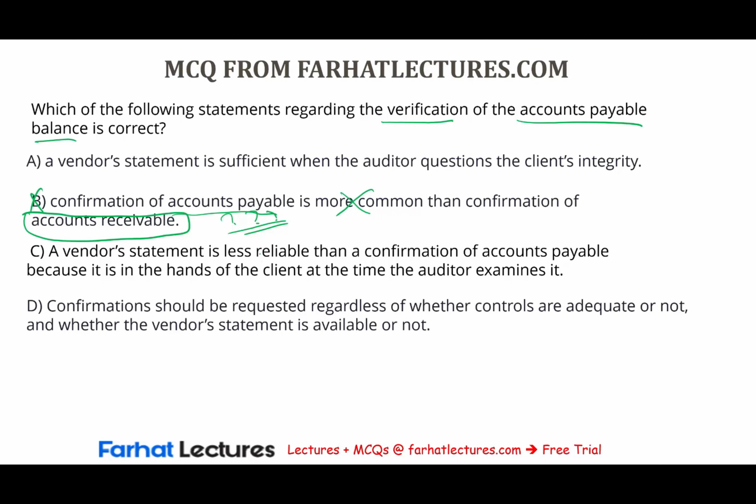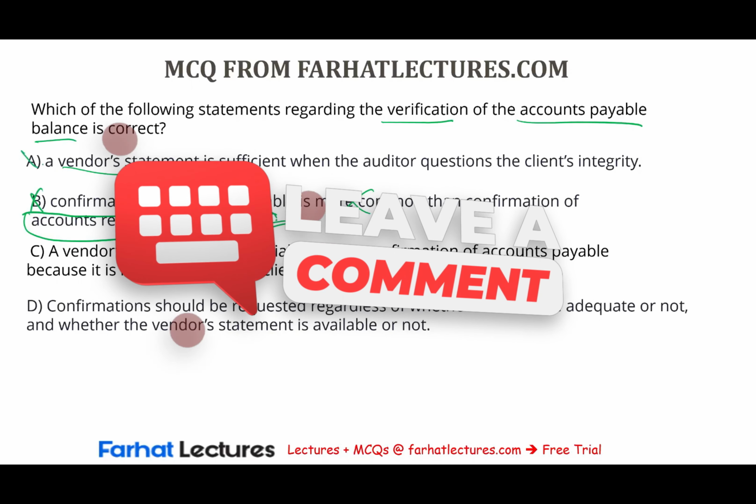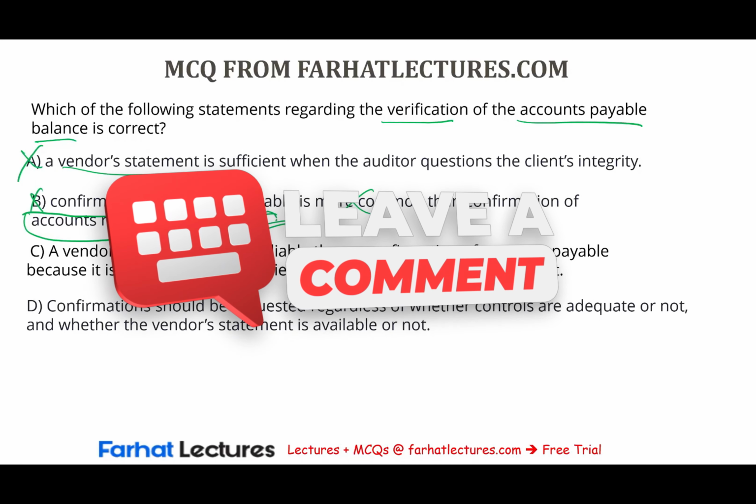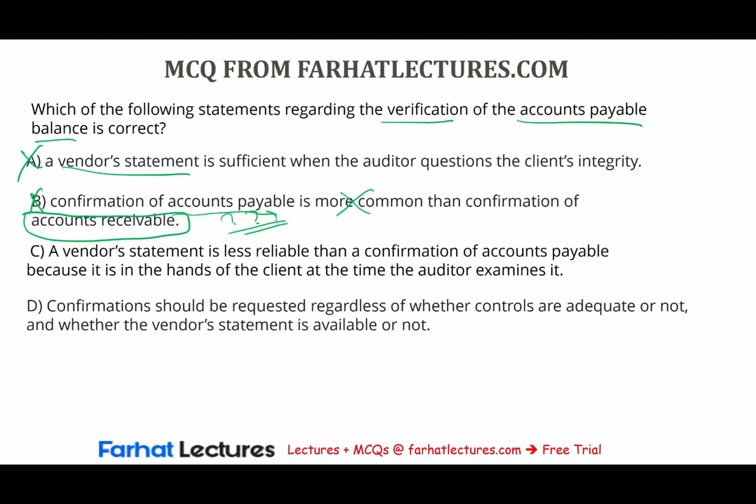C, a vendor statement is less reliable than a confirmation of accounts payable because it's in the hands of the client at the time that the auditor examines it. So now we're back to vendor statement. What we're saying here, a vendor statement is less reliable than a confirmation of payable because it's in the hands of the client at the time the auditor examines it. I would say between A and C, I will definitely take out A. Indeed, a vendor statement is less reliable than a confirmation of accounts payable, because if I can confirm accounts payable, this source is from a third party. The vendor, the supplier, confirms it, I'm assured. So I'm down to C now.